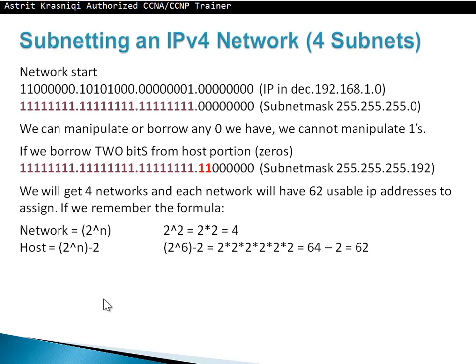Again, don't forget the formula: for the networks the formula was 2 to the power n, for the hosts the formula was 2 to the power n minus 2. So 2 to the power 2, which is these 2 bits here, that's n, equals 2 times 2, which is 4. This will leave us with 6 zeros. So 2 to the power 6 minus 2. It's like saying 2 times 2 is 4, times 2 is 8, times 2 is 16, times 2 is 32, times 2 is 64. So 2 to the power 6 is 64, minus 2 equals 62. 62 usable IP addresses to assign.